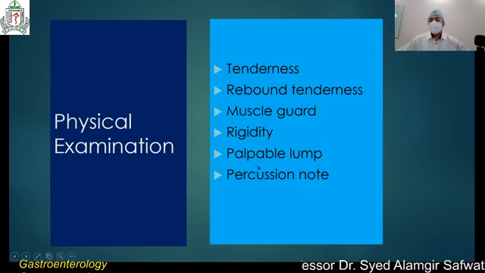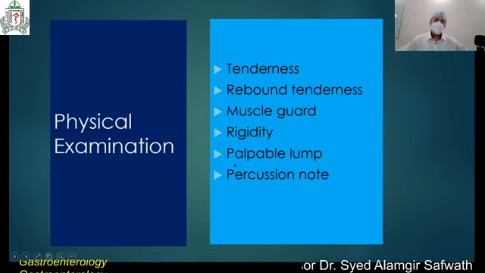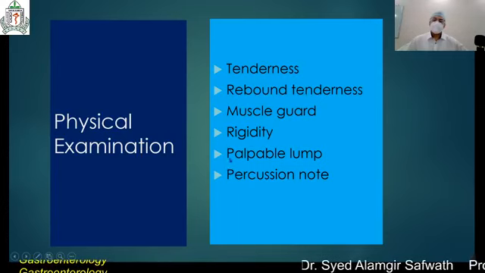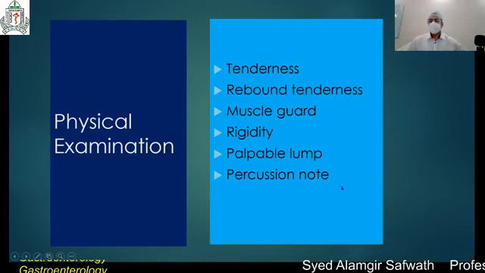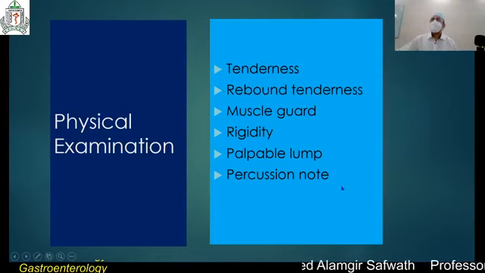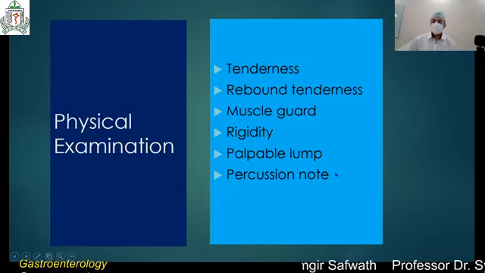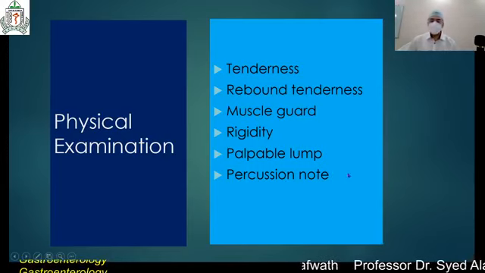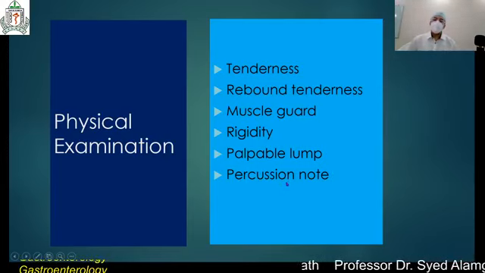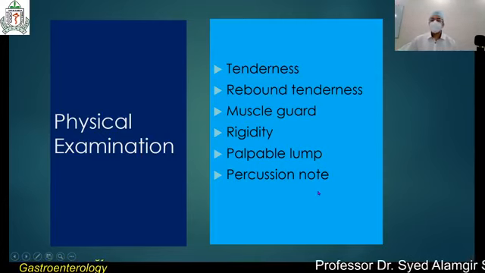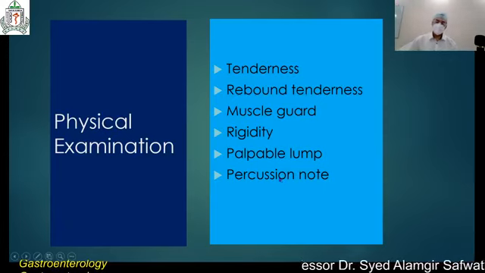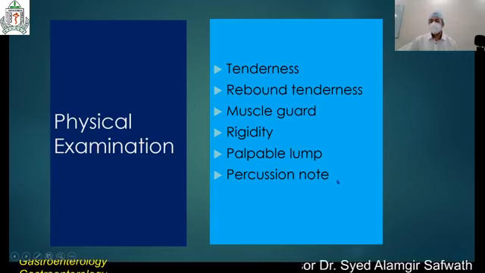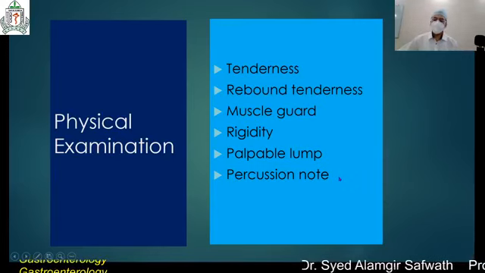Then try to elicit the percussion note, because it has some very important clinical use. In case of intestinal obstruction, we will find the abdomen has become resonant. In case of perforation of a gas-containing hollow viscus, the percussion note will become hyper-resonant, and there will be loss of normal liver dullness. If you percuss over the area of liver dullness, you will find that in case of perforation, there is loss of normal liver dullness due to the presence of air over there. So percussion is very important.